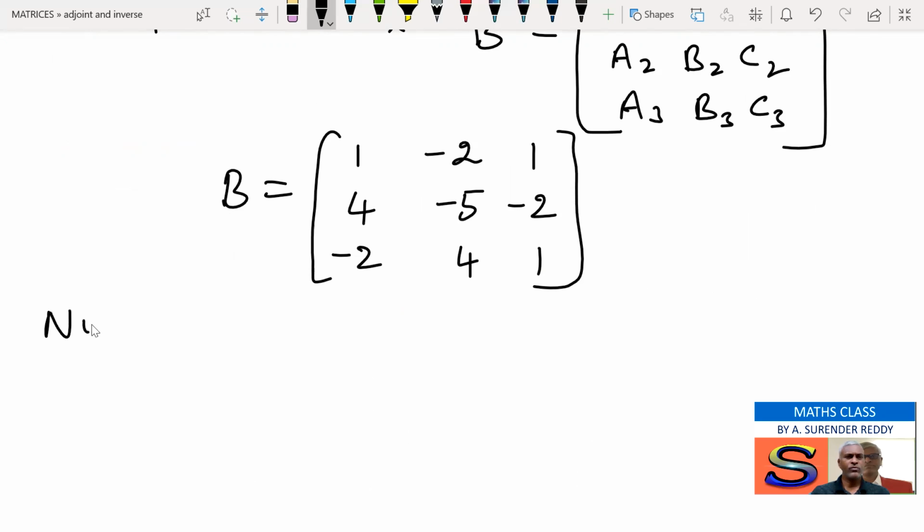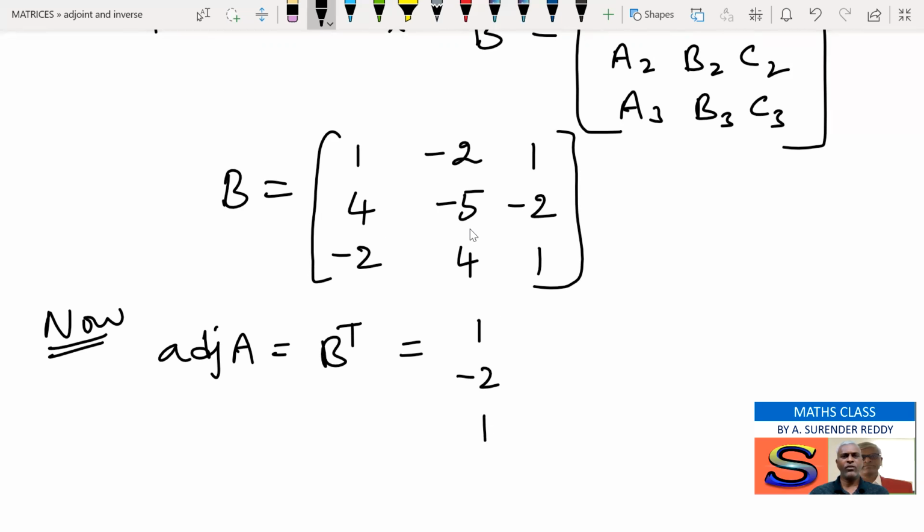Now we want adjoint. Adjoint A is nothing but the transpose of this cofactor matrix. So transposing this, convert the rows into columns. 1 minus 2 1, this row you write as column 1 minus 2 1. Second row as second column 4 minus 5 minus 2. Second row becomes second column.